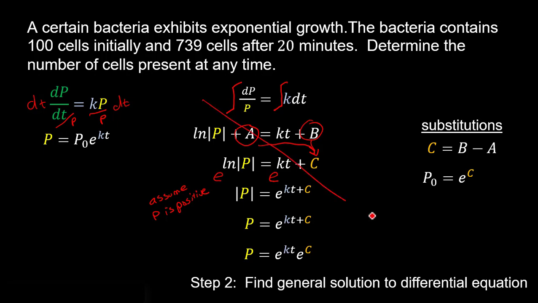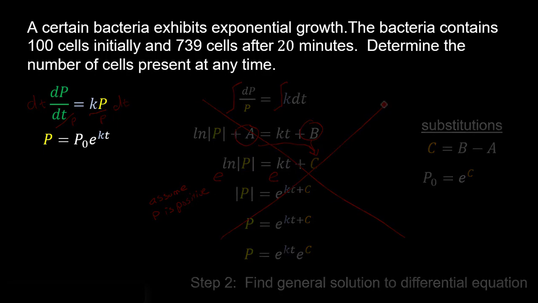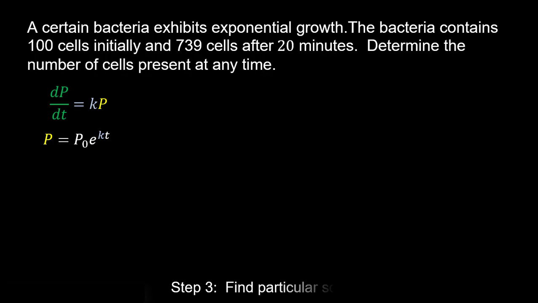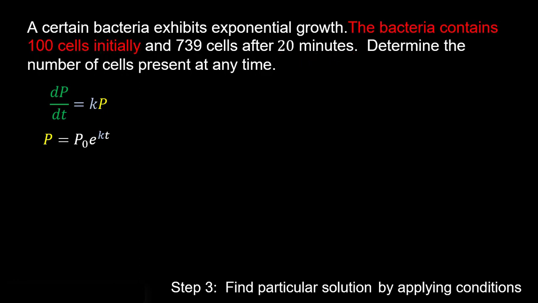And we can go ahead and clear some of this out, make some space here. Our next step is going to be to find a particular solution. We're going to find a particular solution by applying the conditions given up here, specifically that we have 100 cells initially and 739 cells after 20 minutes. So let's take a look at the first one first, our initial condition. The bacteria contains 100 cells initially. So what this is saying is that the population at time t equals 0, or p of 0, is going to be equal to 100.